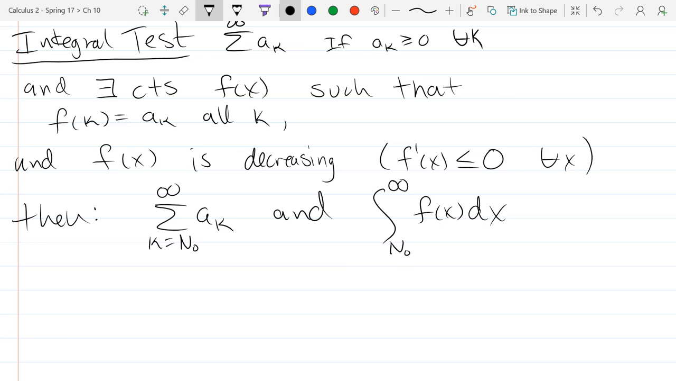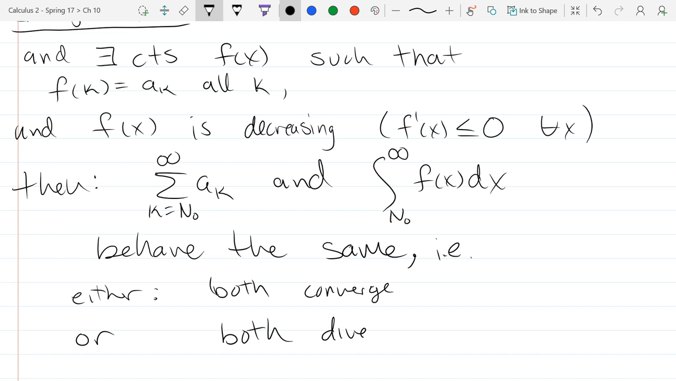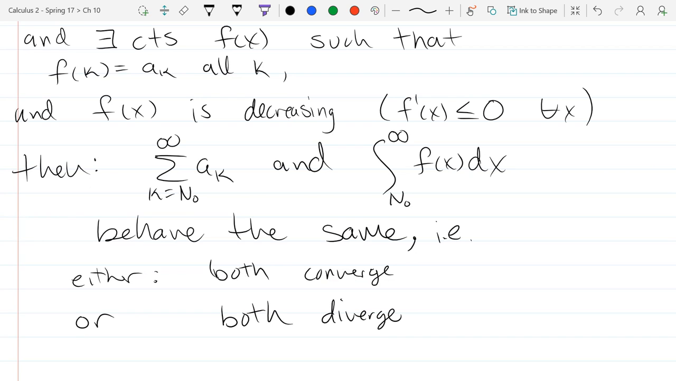So the sum and the area under the curve behave the same. I'm not saying that they're equal, but if one of them converges, then the other one converges. If one of them diverges, the other one diverges. So that's what I mean by behave the same. So either both converge or both diverge. So we can turn a problem about summation, a series, into a problem about an integral. We could go the other direction if we want to, but the integral test is generally used to go from a series to an integral. At least in this class, we won't go the other direction.